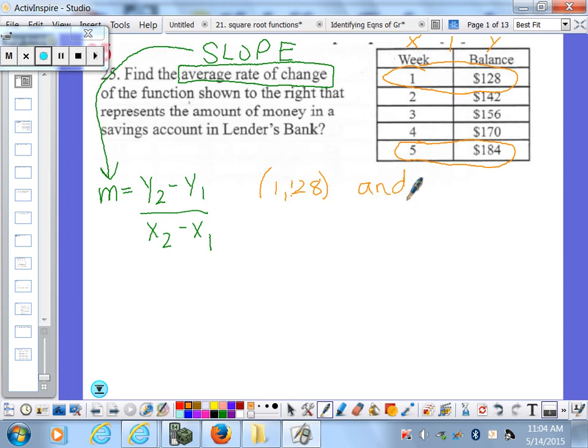Okay, and 5, 184. Now it's up to you to plug in those values correctly into the formula and find your slope, which is your average rate of change. Please don't forget, when you find your final answer, we never circle our answers for part 2.